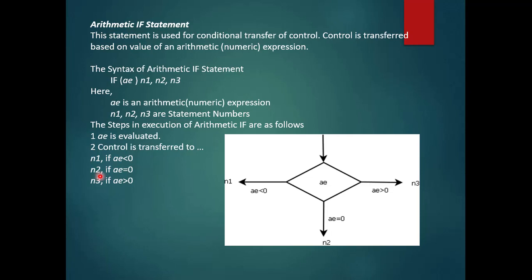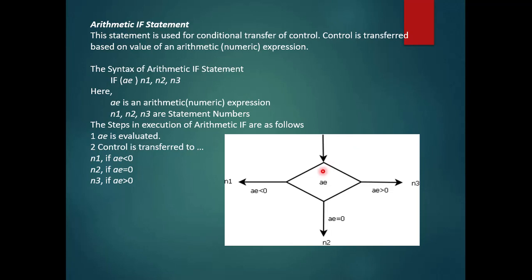Similarly, if AE, arithmetic expression, is found to be greater than 0 or it is a non-zero term, in that case, it will be transferred to the N3 statement number, and whatever statements are there, that is going to be executed. And this is how the flow chart will be there.